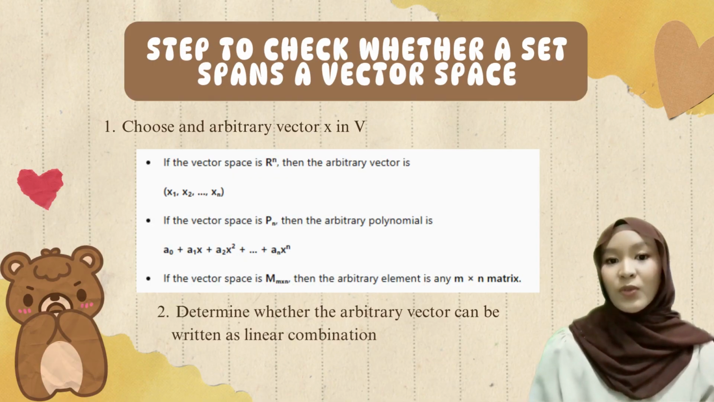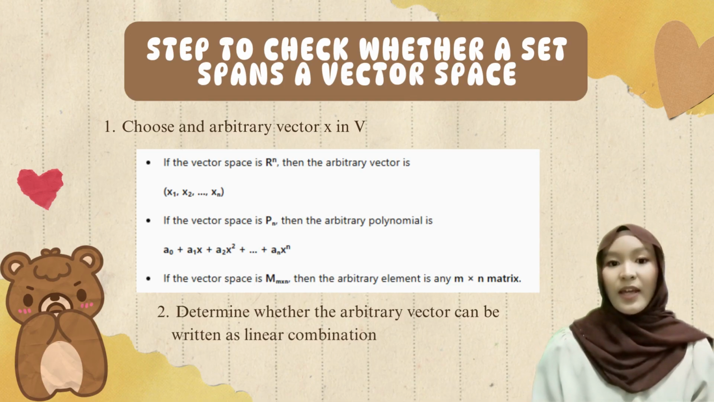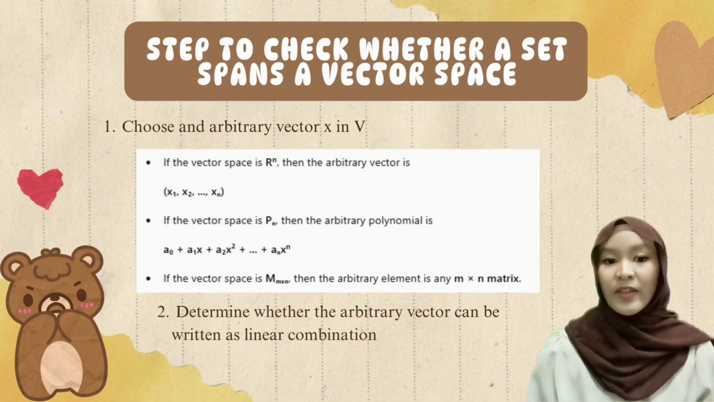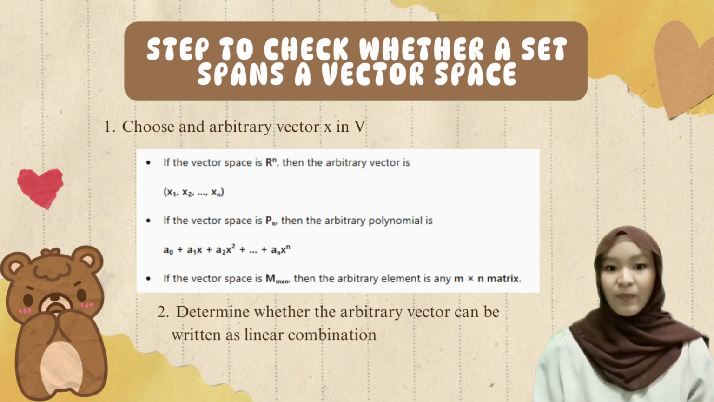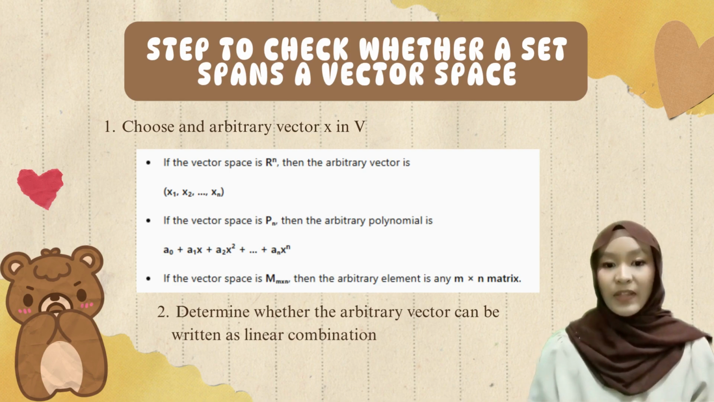Next is the procedure to determine whether a set spans a vector space. There are two main steps. Step 1. Choose an arbitrary vector from the given vector space. The form of the arbitrary vector depends on the type of vector space.